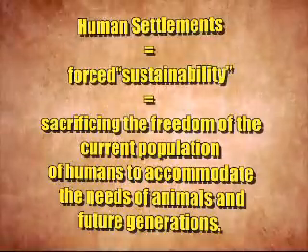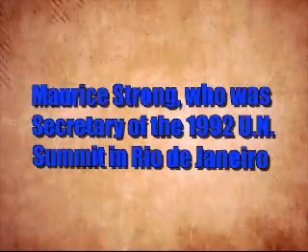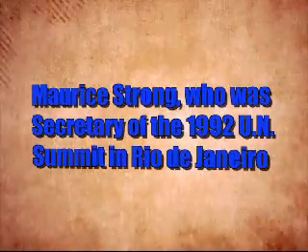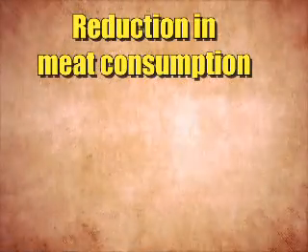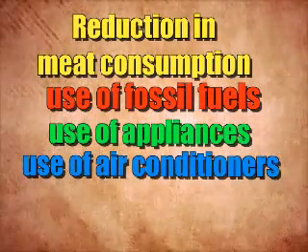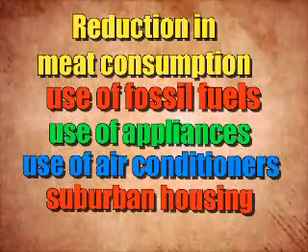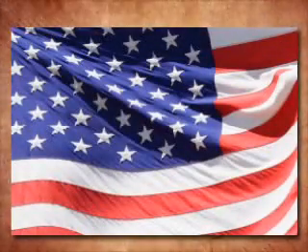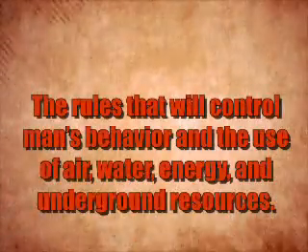Using the words of Maurice Strong, who was secretary of the 1992 UN summit that was held in Rio de Janeiro, quote, "The consumption patterns of the affluent middle class involving high meat intake, use of fossil fuels, appliances, home and work air conditioners, and suburban housing are not sustainable," unquote. In other words, for Agenda 21 sustainable development to be fully implemented, Americans must give up the American dream and embrace the lifestyle foisted upon them by the radical leftist sustainabilists.